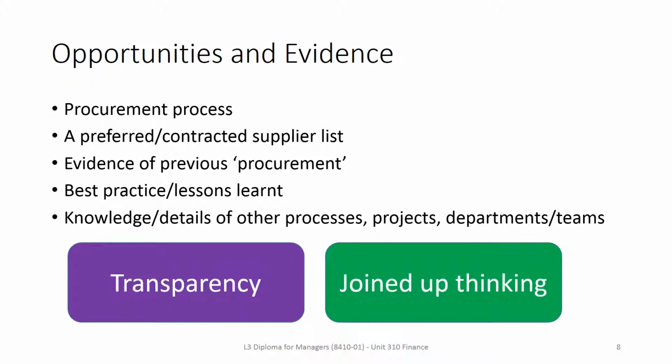So we need to make sure we're seeking this and seeing this information again, not working in silos, and where opportunities to achieve value for money exist, transparency and joined up thinking are key to making them happen.